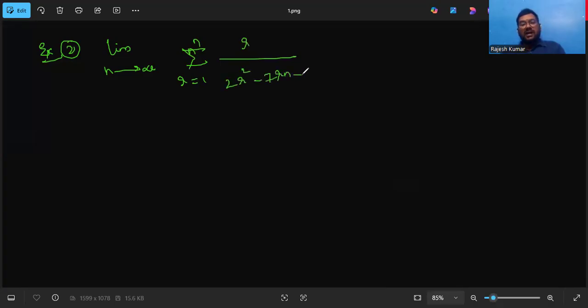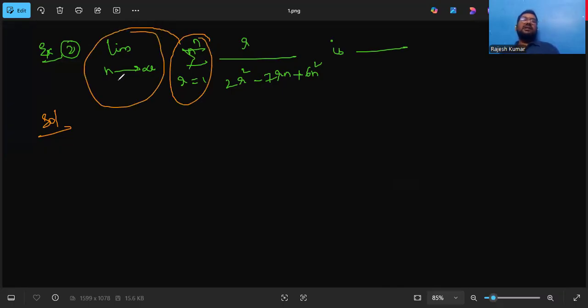And I'm coming to example number 2. It is the limit as n tends to infinity of the sum from r equal to 1 to n of r by 2r square minus 7rn plus 6n square. That's the thing they gave; find the solution. They gave a summation with an infinite limit. It indicates integration.